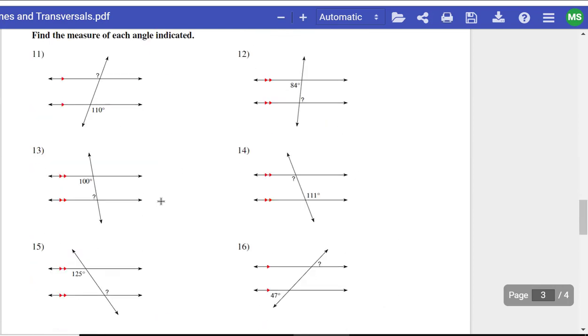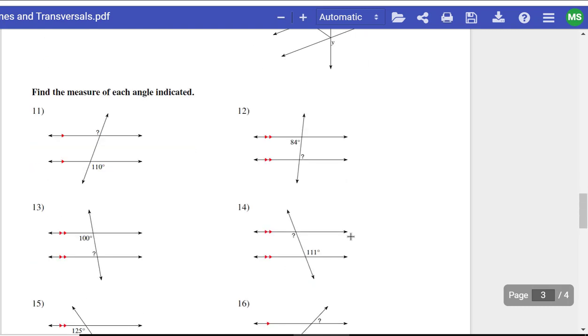Now, when we get to the harder ones, we have to figure out, for example, number 11, are they going to be congruent? So let's say angle A and angle B, are they going to be congruent, or does angle A plus angle B equal 180 degrees? So for example, we can check out, are these congruent?